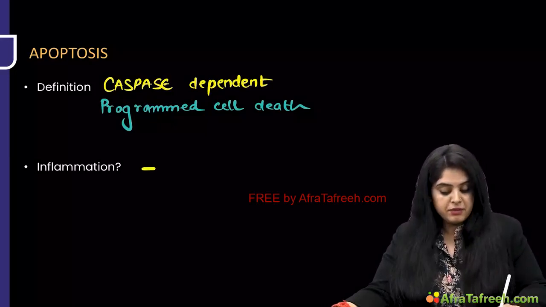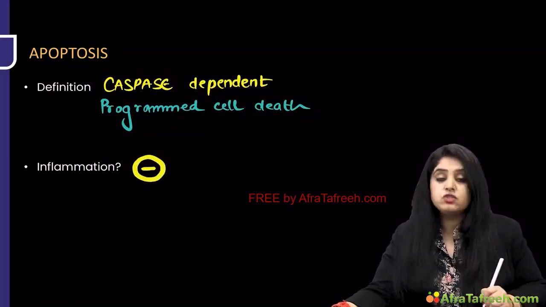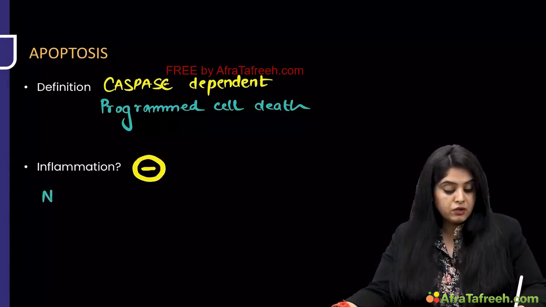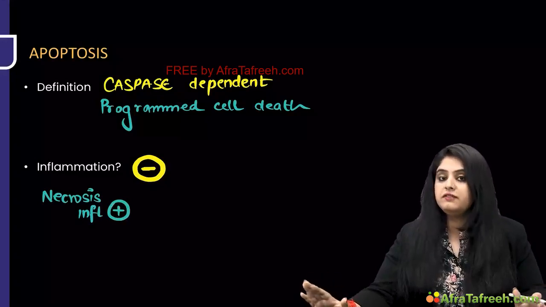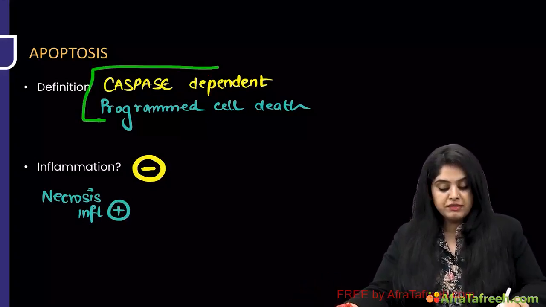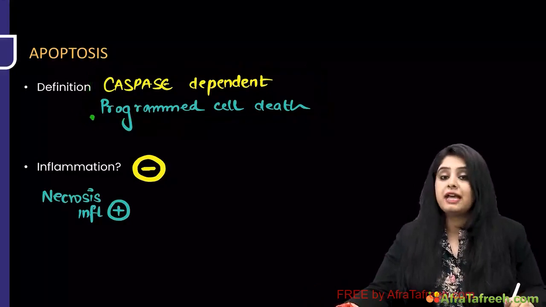And does it have inflammation? No. That is what differentiates it from necrosis. In necrosis the cell was rupturing. There was inflammation present, whereas apoptosis is not going to have any inflammation. It is a programmed cell death which is dependent on a lot of caspases.